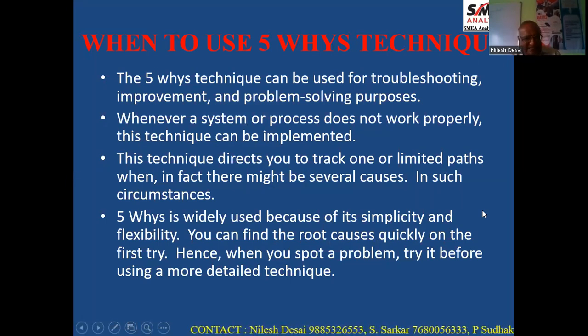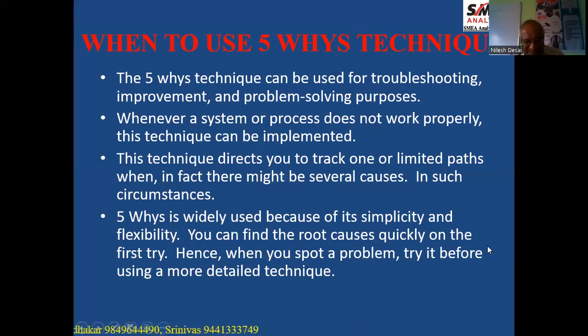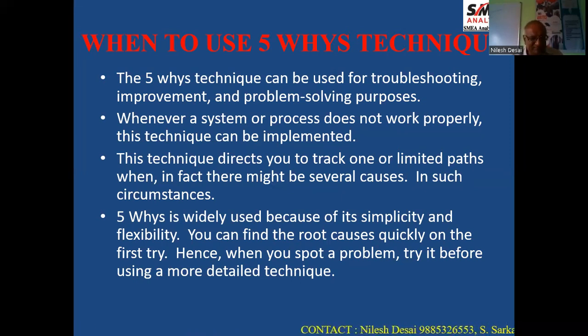When to use the 5 Why technique? The 5 Why technique can be used for troubleshooting, improvement, and problem solving purposes. Whenever a system or process does not work properly, this technique can be implemented. This technique directs you to track one or limited paths when in fact there might be several causes. In such circumstances, we may not be able to use 5 Why as effectively. 5 Whys is widely used because of its simplicity and flexibility. You can find the root cause quickly on the first try. Hence, when you spot a problem, try it before using a more detailed technique. Complex problems may be there, but if you break that complex problem into multiple small problems and work out root causes, there is a possibility of coming out with a long-term better solution.